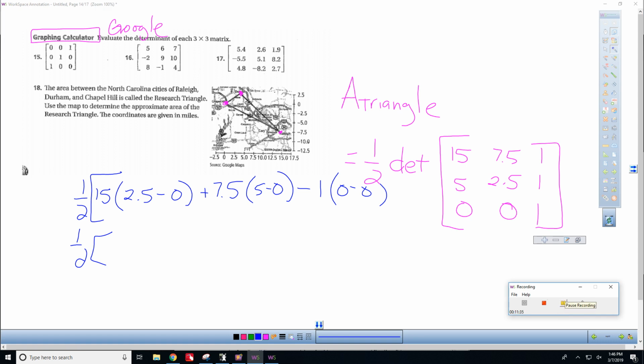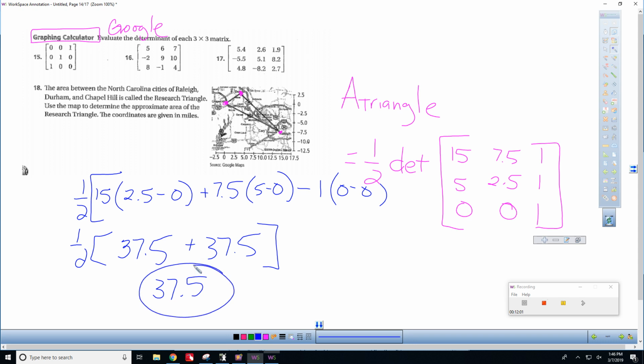Okay, so you're going to get 37.5 here. 7.5 times 5 plus 37.5 here. So half of that is 37.5. And that is the area of that triangle.